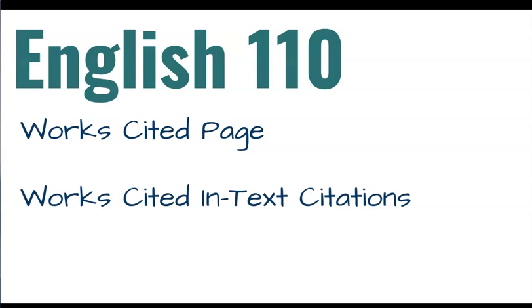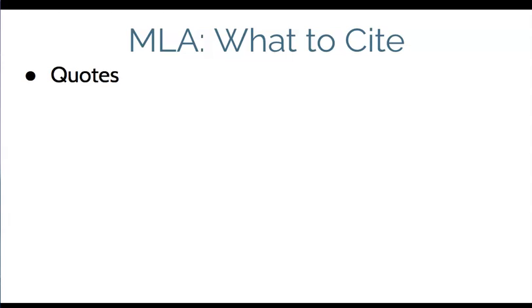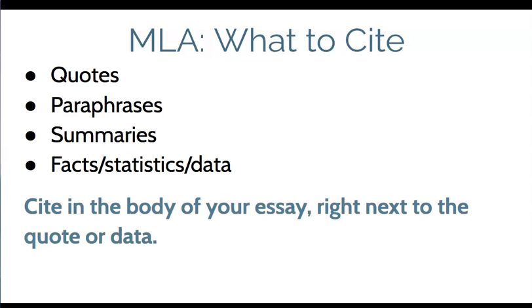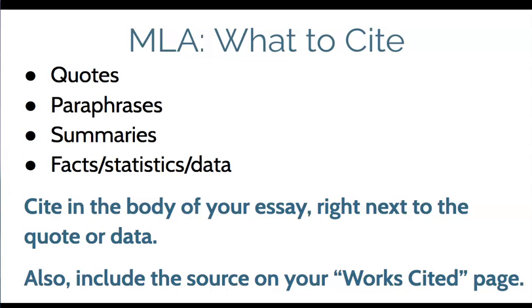I wanted to make this short video to talk about your Works Cited page and also your in-text citations. As you're working on your research, keep in mind that in your final draft, you're going to want to cite anything that's a quote from your source, paraphrases if you're paraphrasing really specific information from a source, summaries of key information, statistics, data, and facts. Anything you find in your research, you want to cite those. And you're going to be citing in two places: in the body of your essay, right next to the quote or data, and also on your Works Cited page.